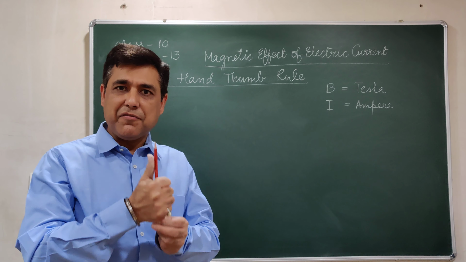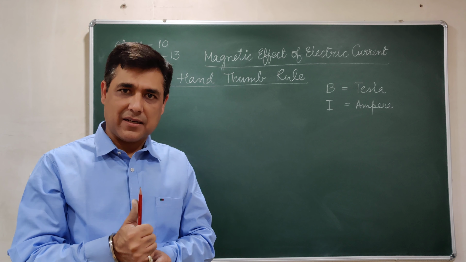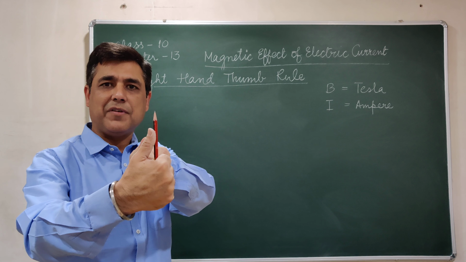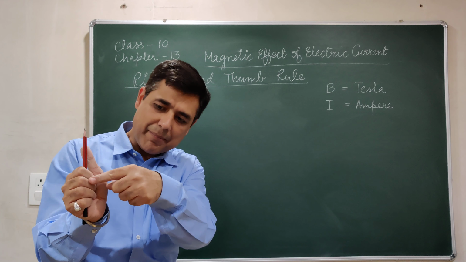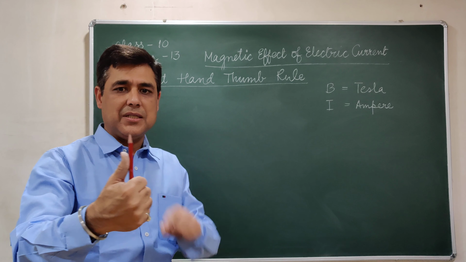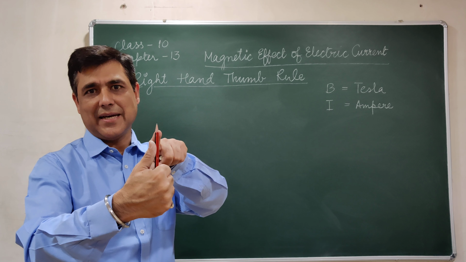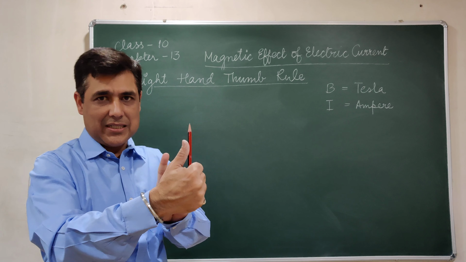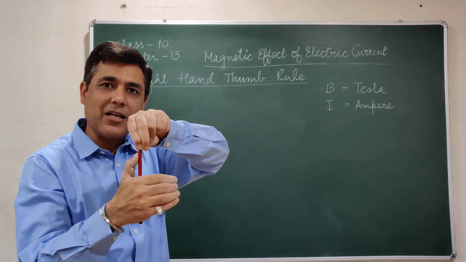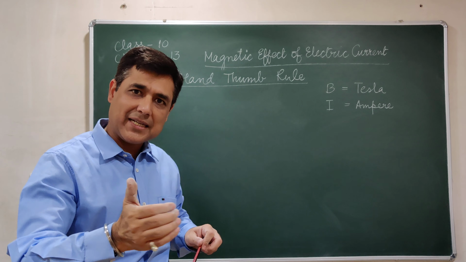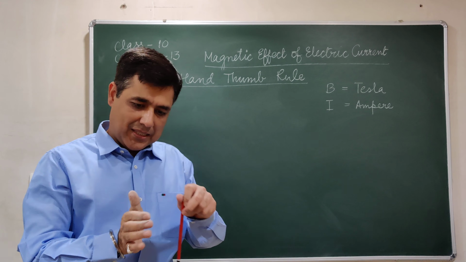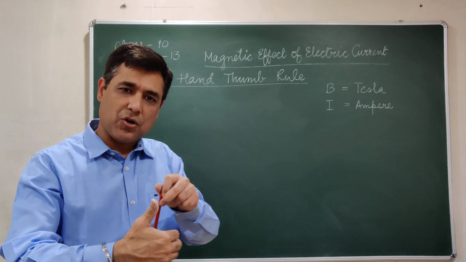I repeat, if you are holding a straight current carrying conductor in your right hand such that the thumb represents the direction of electric current, then the fingers wrapped around the conductor will represent the direction of the magnetic field. For example, let this be the direction of current. So the direction of current is upward. So the direction of the magnetic field is anti-clockwise. If you move your fingers like that, it becomes anti-clockwise. That means when the direction of current is upward, the direction of the magnetic field will be anti-clockwise.